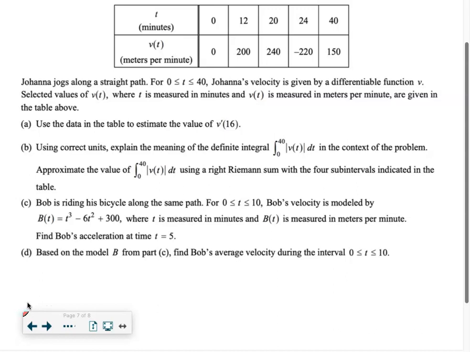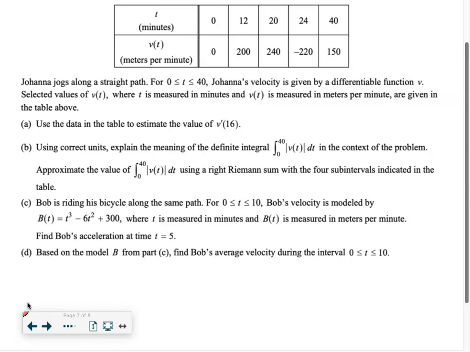Okay, so Johanna jogs along a straight path. From time 0 to 40, her velocity is given by a differentiable function v. Selected values of v, where t is measured in minutes and v is in meters per minute, are given in the table above. Part A, use the data to estimate the value of v prime of 16. Part B, using correct units, explain the meaning of the integral from 0 to 40 of the absolute value of v of t dt in the context of the problem. Then approximate that using a right-Riemann sum with 4 subintervals indicated by the data in the table.